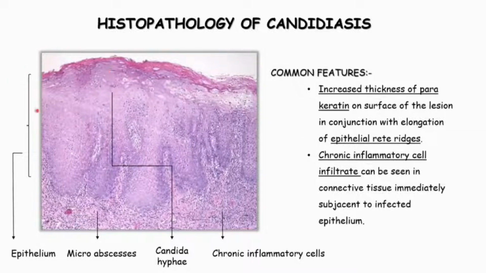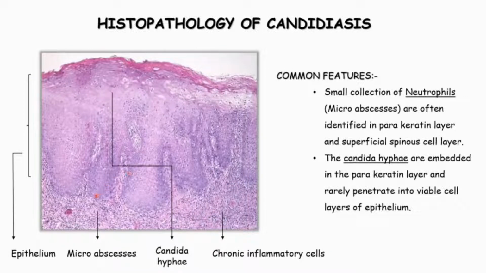The thickness of the parakeratin layer increases on the surface of the lesion, along with elongation of the epithelial rete pegs at the same time. Chronic inflammatory cell infiltrate is present in the connective tissue immediately subjacent to the epithelium. Small collections of microabscesses are found in the parakeratin layer and superficial spinous cell layer.